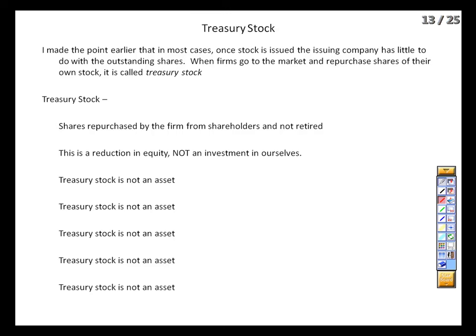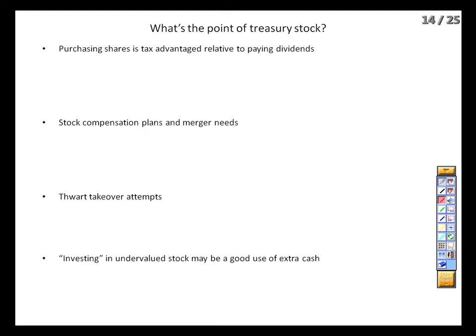Why don't you go ahead and say it with me? I promise you, your spouse or your roommate or the cat won't laugh at you. Treasury stock is not an asset. So why are we doing this?